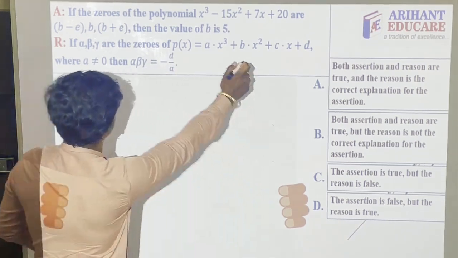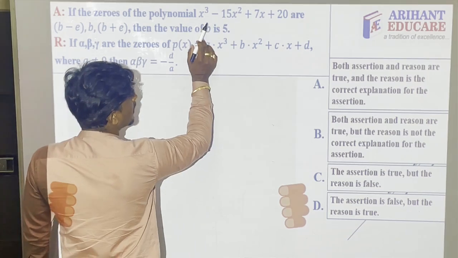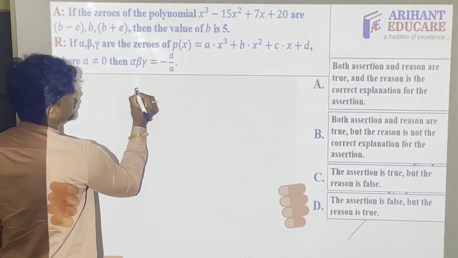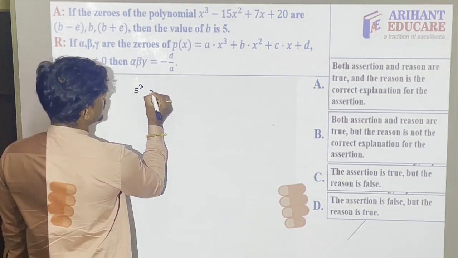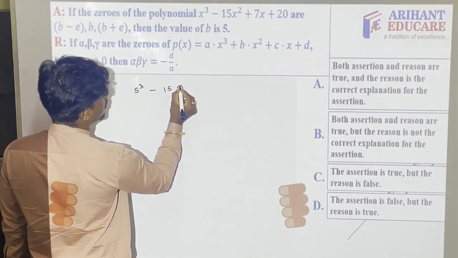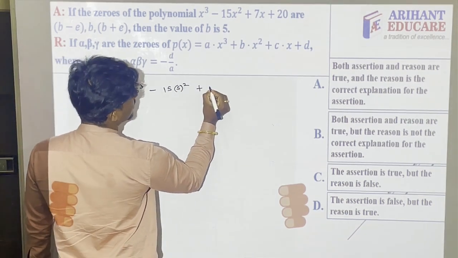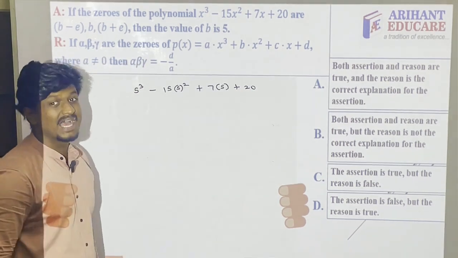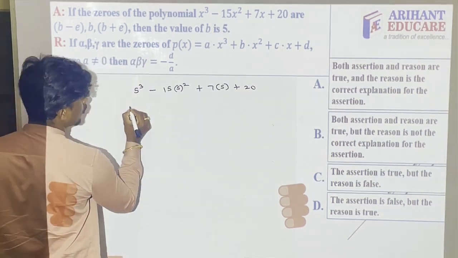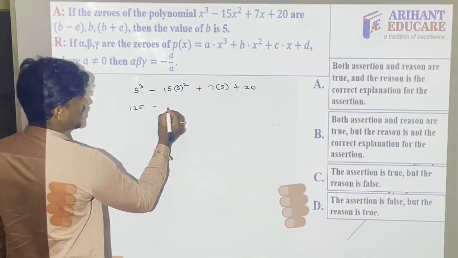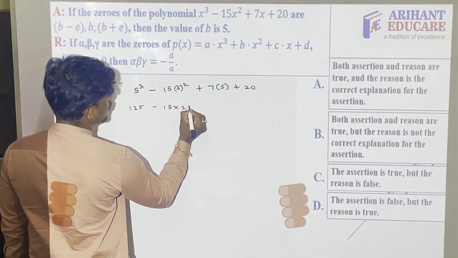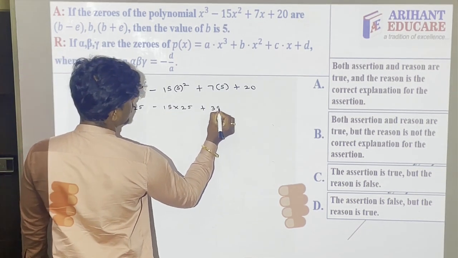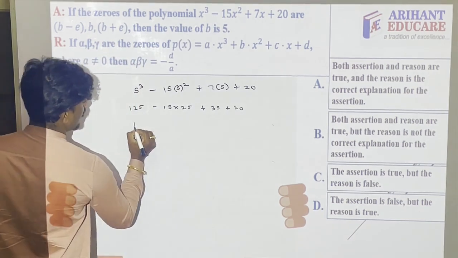Simple, I'm going to substitute, right? So, I'm going to substitute 5 instead of x. So, it gives me 5 cube, because it is x cube, minus 15 into 5 square plus 7 into 5 plus 20. I should get this value as 0. 5 cube, you know it is 125 minus 15 into 25 plus 35 plus 20.